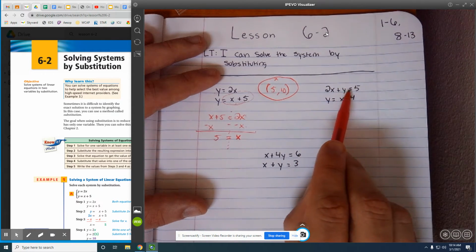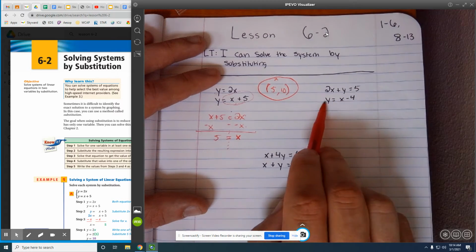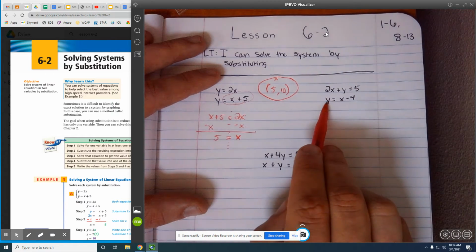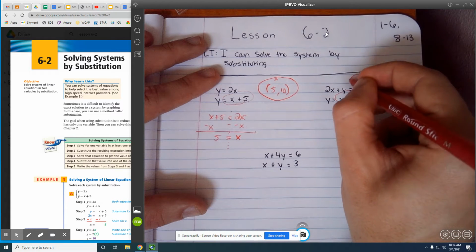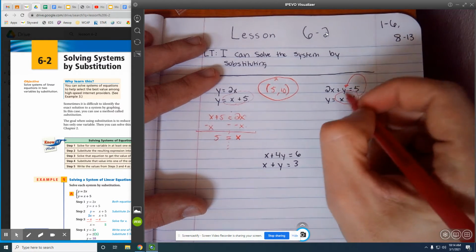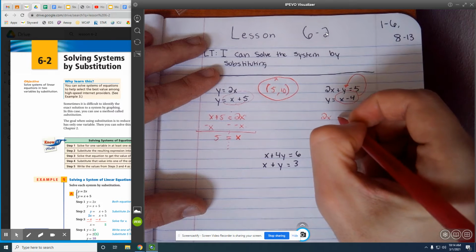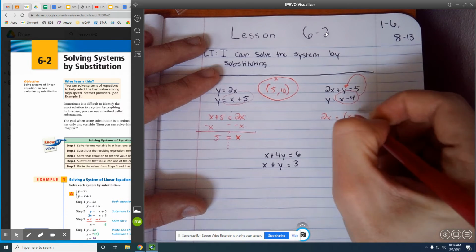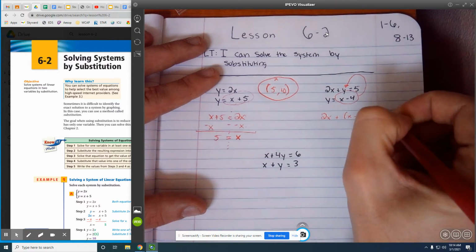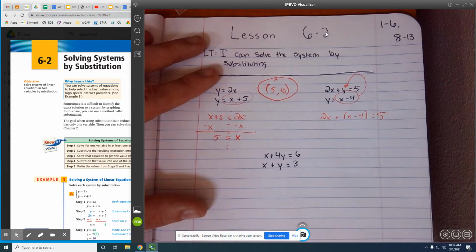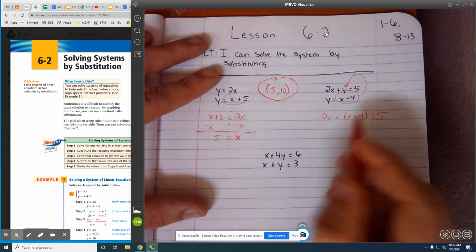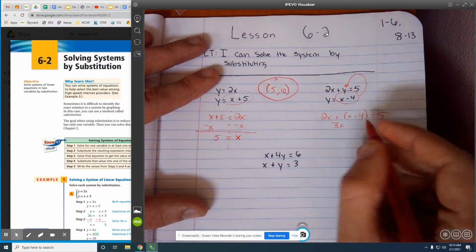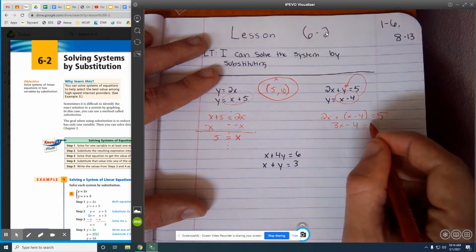2x plus y equals 5. y equals x minus 4. Here we can see y equals. So we're going to take this x minus 4 and plug it in here for y. So 2x plus x minus 4 equals 5. All I've done is substitute that x minus 4 for the y. Well, 2x plus x would be 3x minus 4 is going to equal 5.